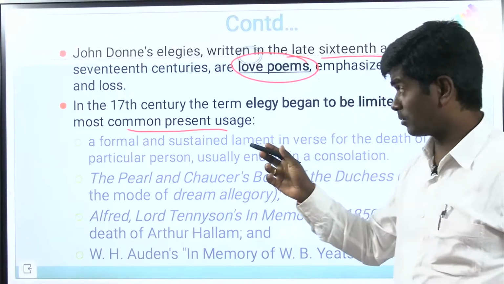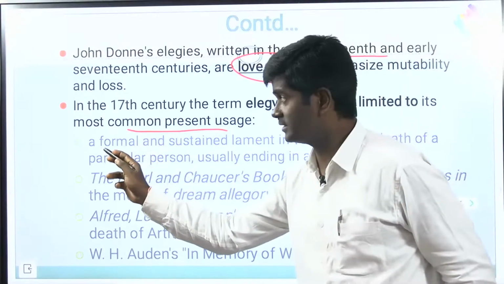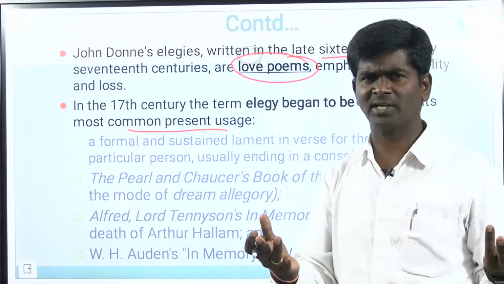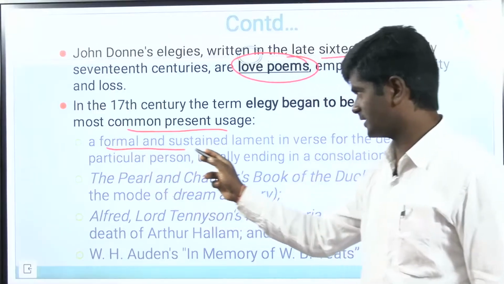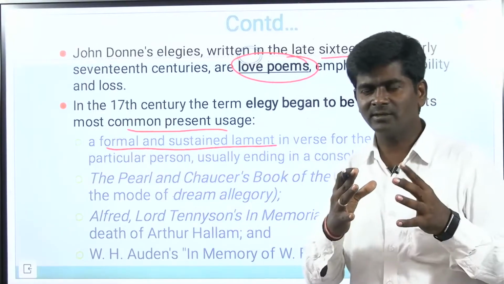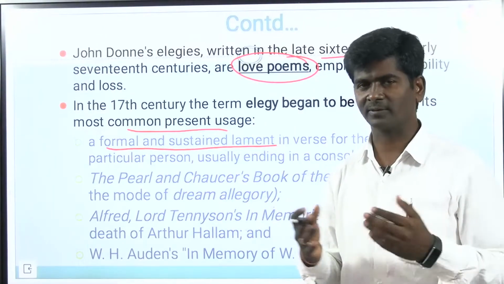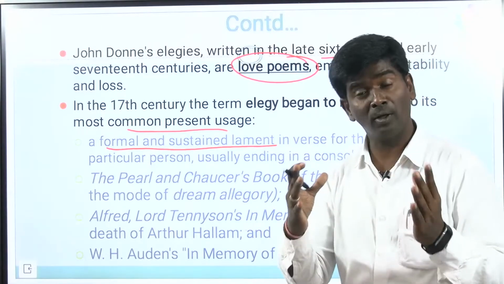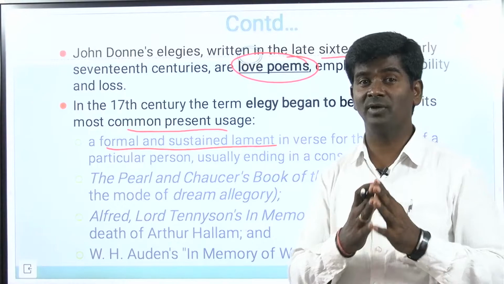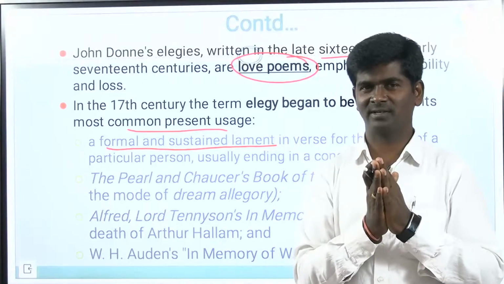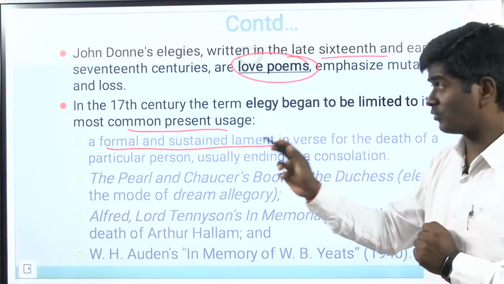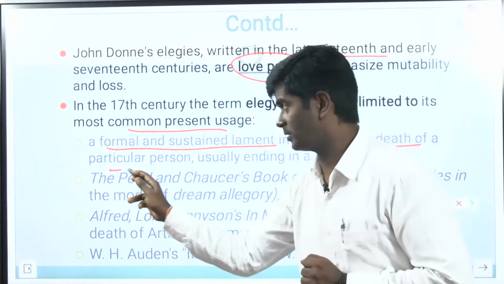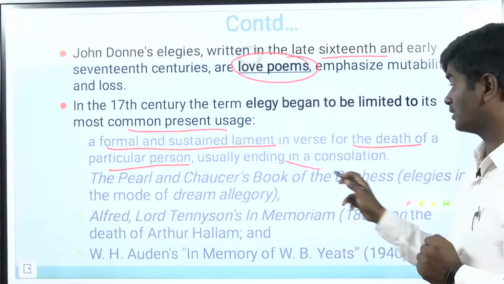Okay, so a formal and sustained lament. What is elegy? These are the common definitions that we are talking about. A formal and sustained lament. Elegy, it's a lamentation. It's about death. It's about grief. It's about loss. It's about the loss of a person, loss of an individual, loss of an important person in our life. So, a formal and sustained lament in words for the death of a particular person, usually ending in consolation.